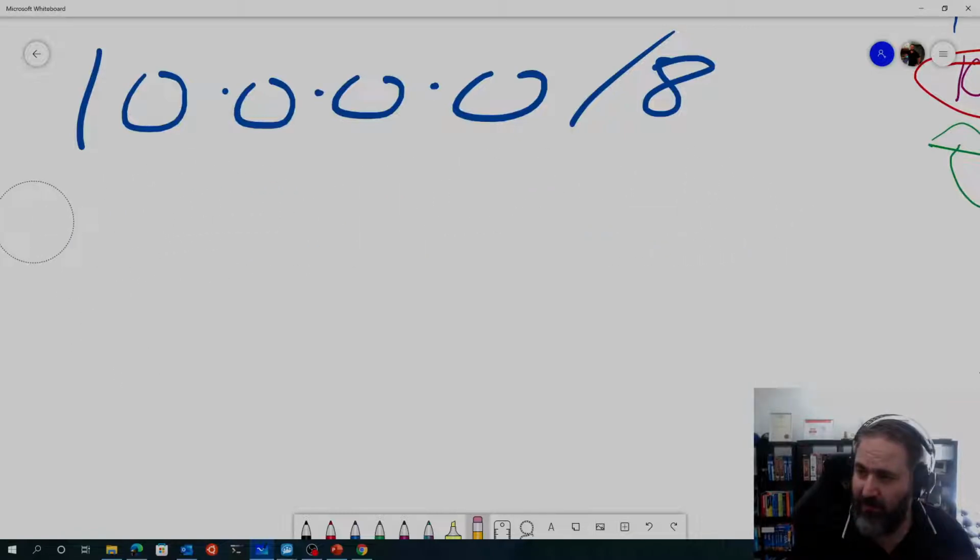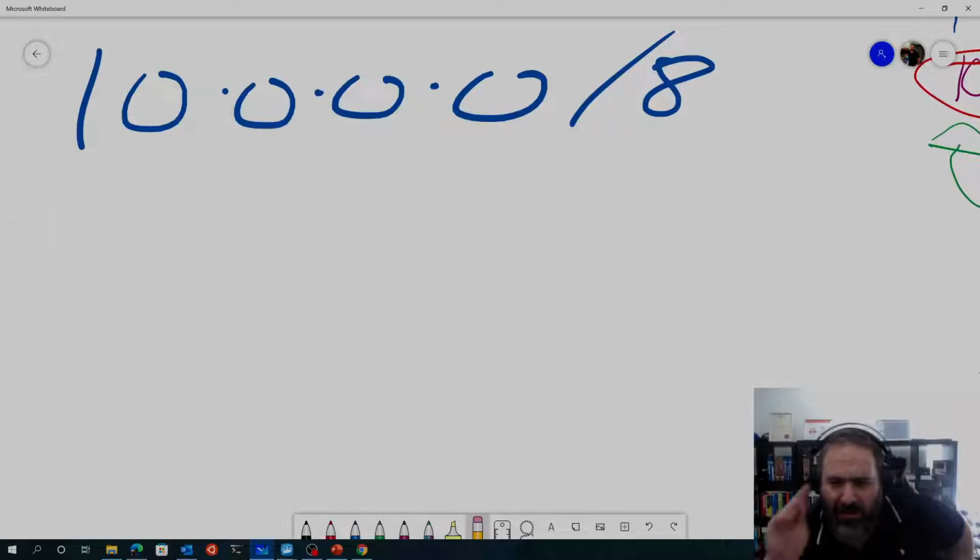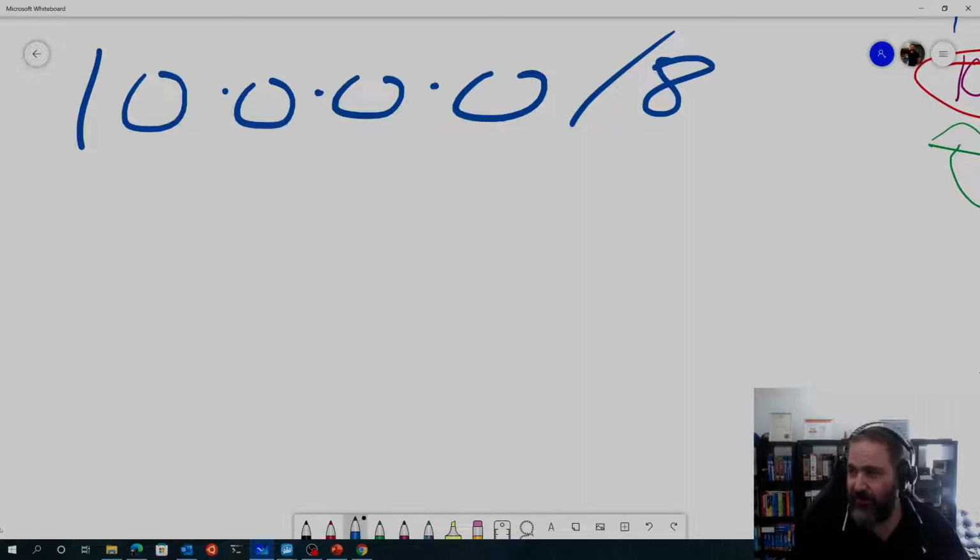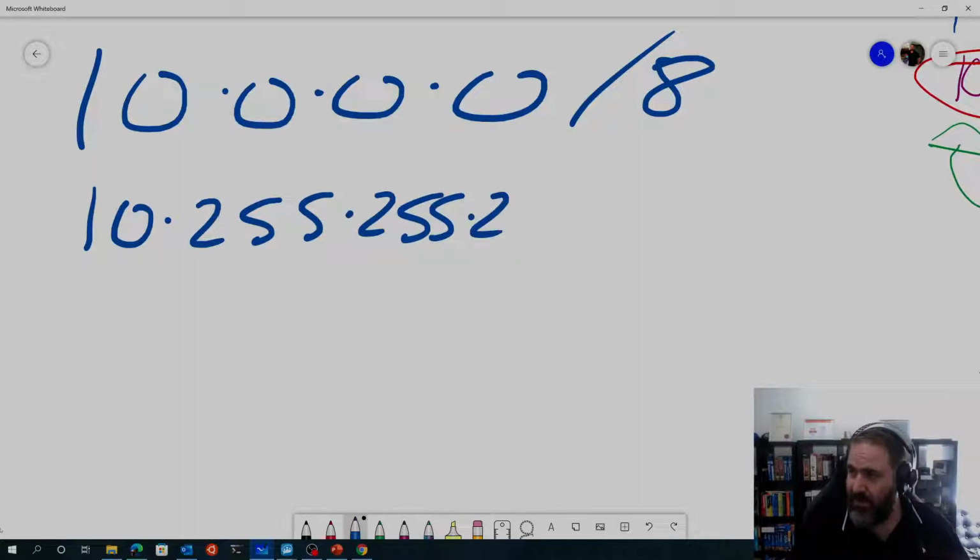So the private address range is different from Class A. I've got Class A, B, C in my mind at the moment. We're going to talk about that next, but I should focus on something different. The range here is from 10.0.0.0 to 10.255.255.255. So anything in this range is private.